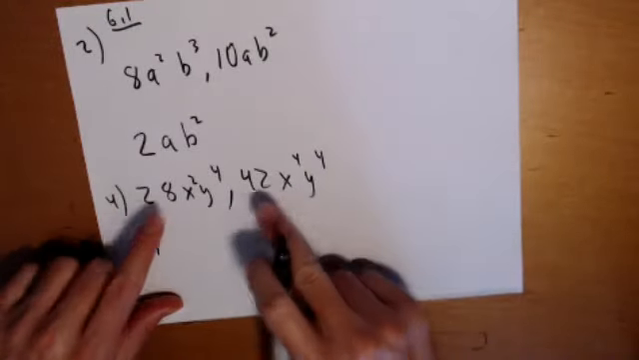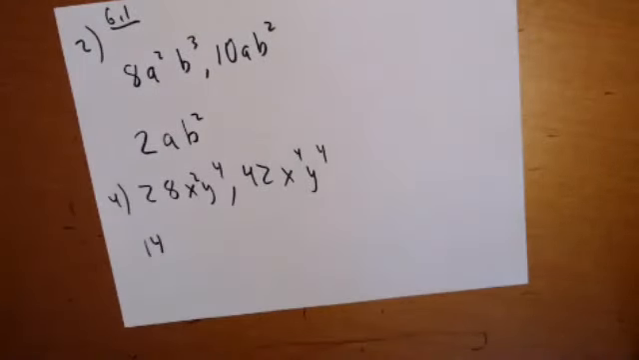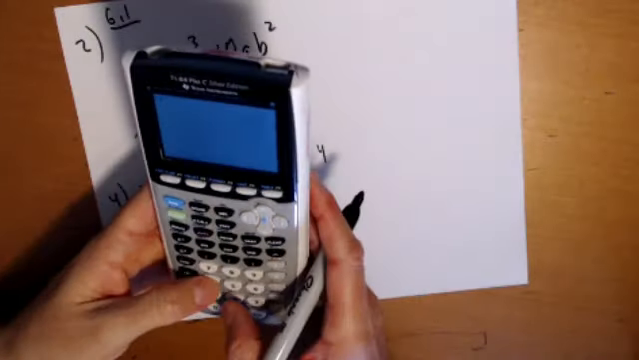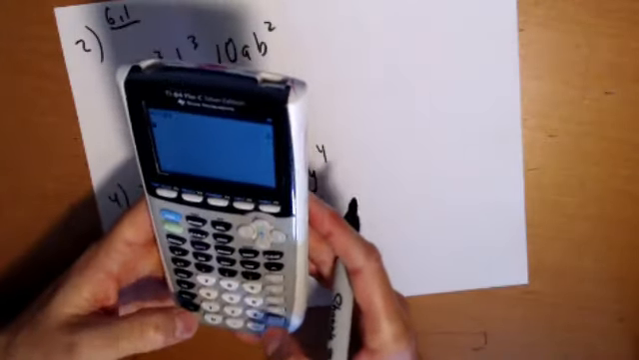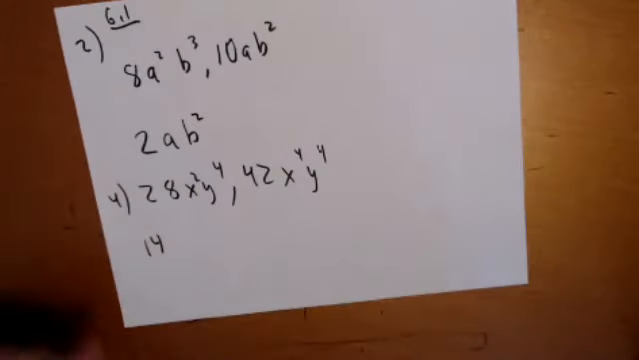Oh, wait. I can take a 14 out of each of them? 14 goes into 42. Where's my calculator? 42 divided by 14 is 3. Okay, so I take a 14 out of each.